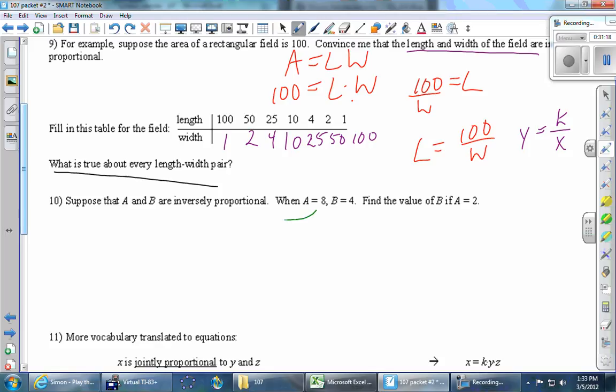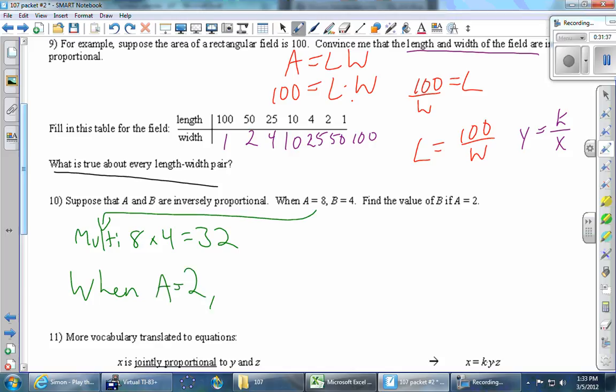How much do A and B multiply to here? Multiply 8 times 4 is 32. So no matter what numbers you pick, in this example, they're always going to multiply to 32. So if I tell you that A is 2, what value must B take on to multiply to 32? Must be 16. We've just answered the question. They always multiply to the same thing. In this case, it's 32. So 2's partner is 16. Okay, that's the intuitive way.